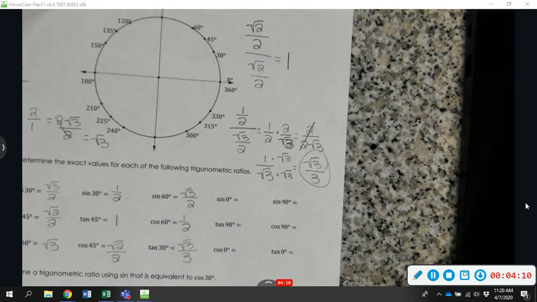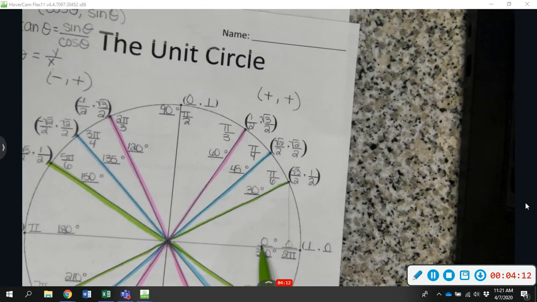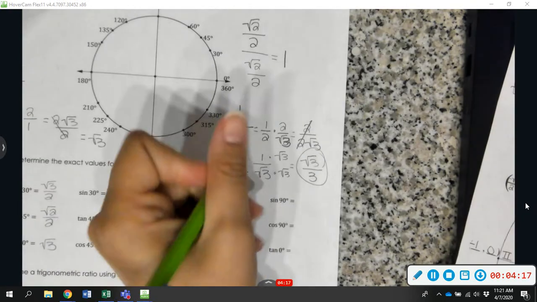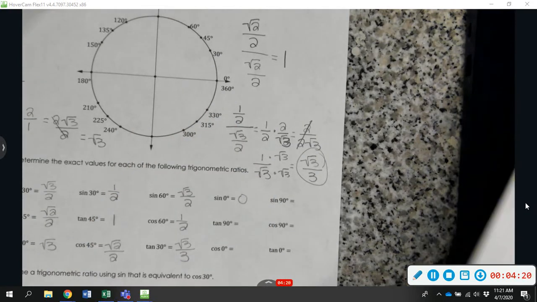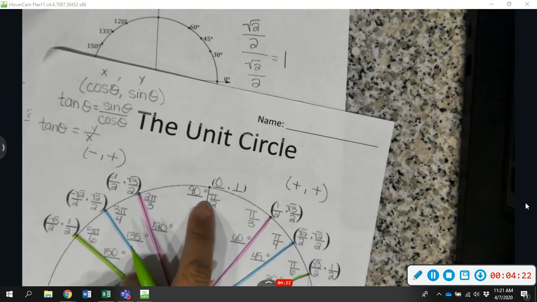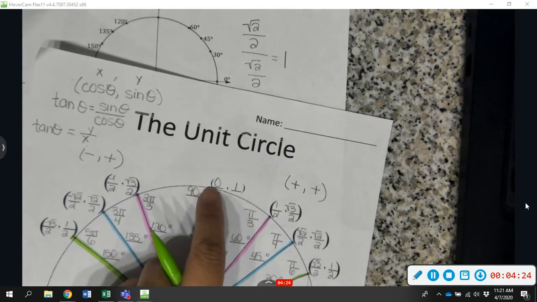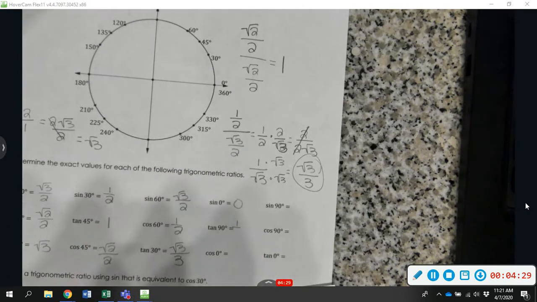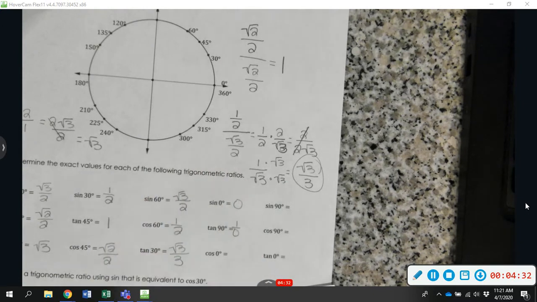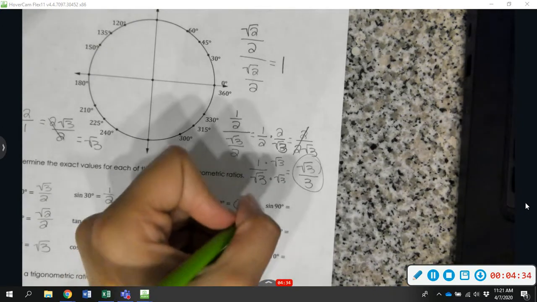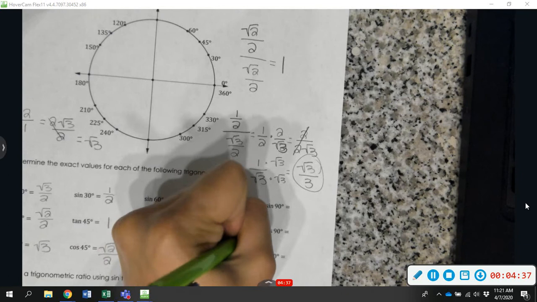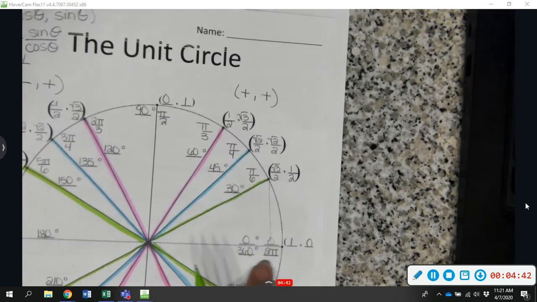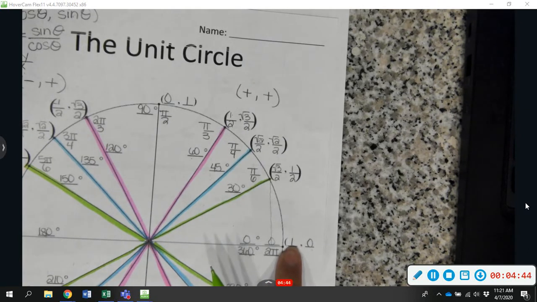Okay, sine of 0, so I go to 0 degrees. Sine is my y value, so I get 0. Tangent of 90, I'm going to take the y value and divide it by the x value. So that gives me 1 divided by 0. We can't divide by 0, so this is undefined, or does not exist. Cosine of 0, so I go here. Cosine's my x value. Cosine of 0 is 1.